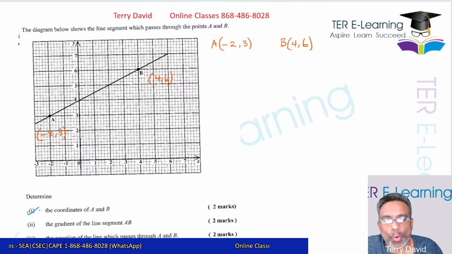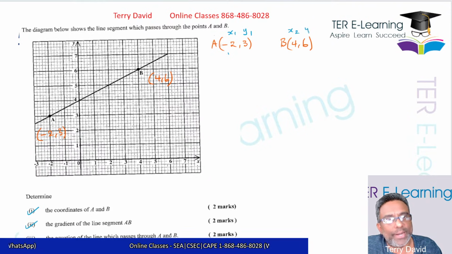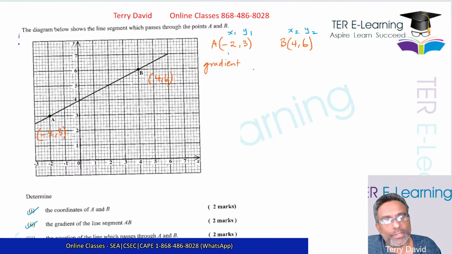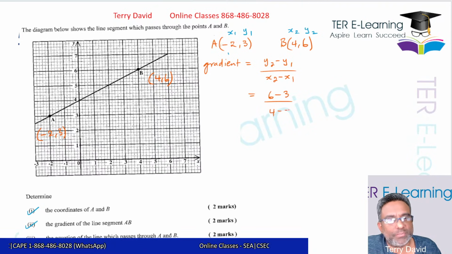Now that's part 1. The second part, we're going to work out the gradient of the line segment AB. Now again, you can work out the gradient by using our gradient formula, just by labeling this as x1, y1, x2, y2. I'm going to work this problem 2 ways for you here. So our gradient is equal to y2 minus y1 all over x2 minus x1. So if we substitute here, it'll be 6 minus 3 all over 4 minus -2.